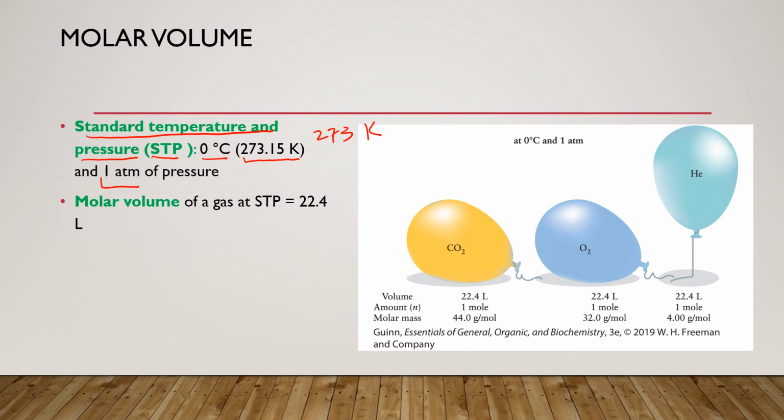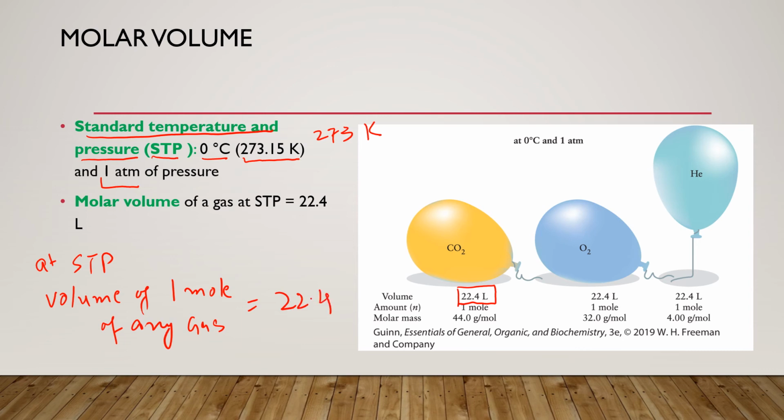1 mole of any gas at standard temperature and pressure will always occupy 22.4 liters of volume. So in other words, at STP, the volume of 1 mole of any gas, regardless of which gas we are talking about, they all have the same volume, and that volume number is 22.4 liters.